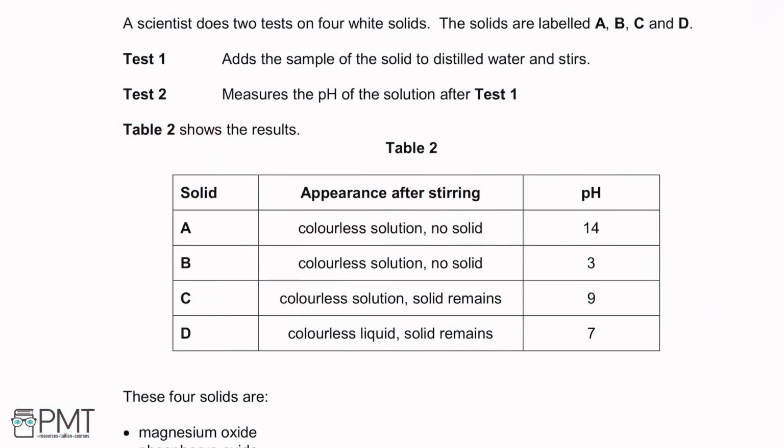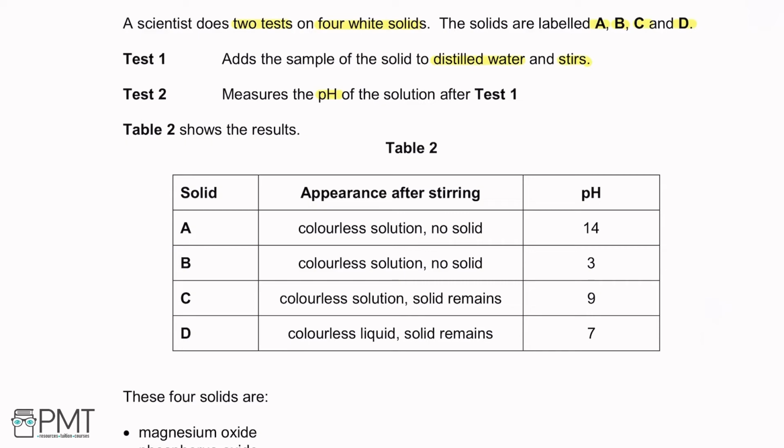A scientist does 2 tests on 4 white solids. The solids are labelled A, B, C and D. So, test 1 is add the sample of solid to distilled water and stir. And test 2 is to measure the pH of the solution after test 1. Table 2 shows the results.